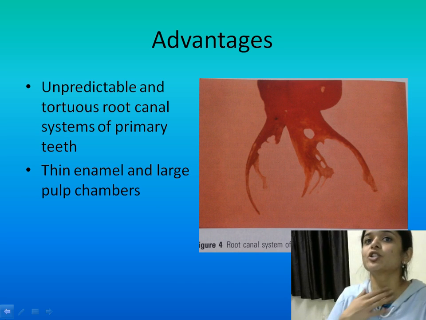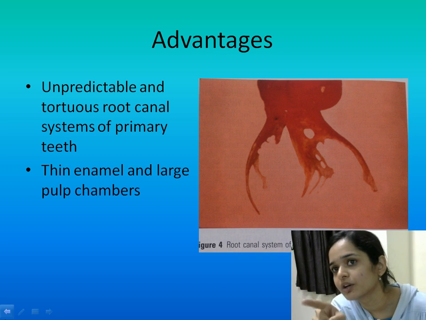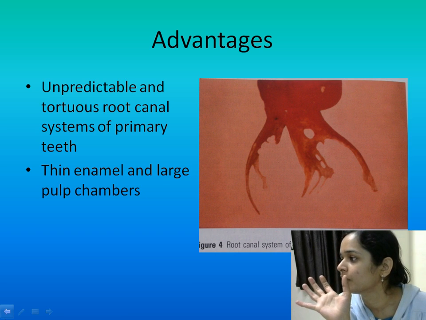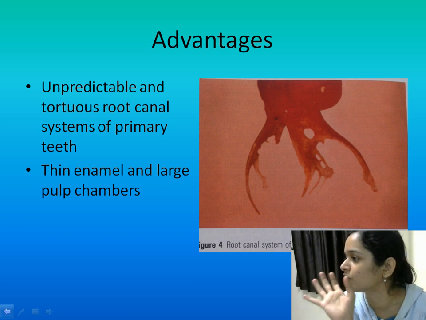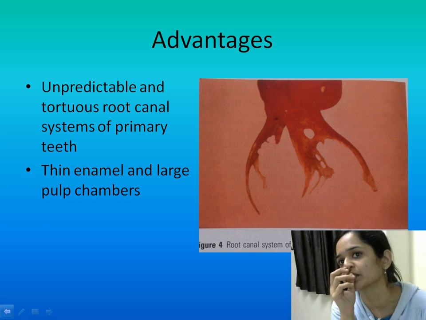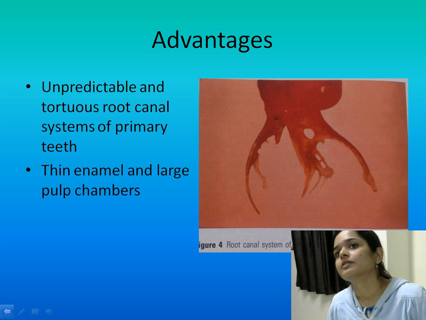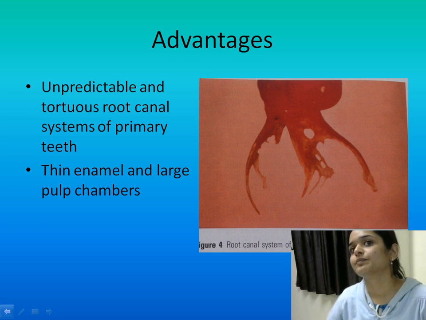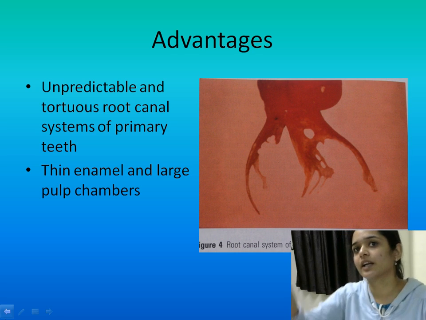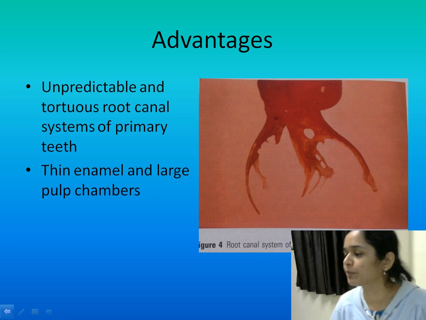Now the advantage of pulpotomy mainly is you avoid all this bizarre, weird, tortuous root canal system in which pulp extirpation is extremely difficult. Can you see? This is one impression made of the primary root canal system. Can you see how much branching is there, and interconnected canals, right? And the canal is very narrow. It is ribbon shaped. It is not oval or triangular like in permanent teeth. It is ribbon shaped. So the biomechanical preparation becomes that much difficult.